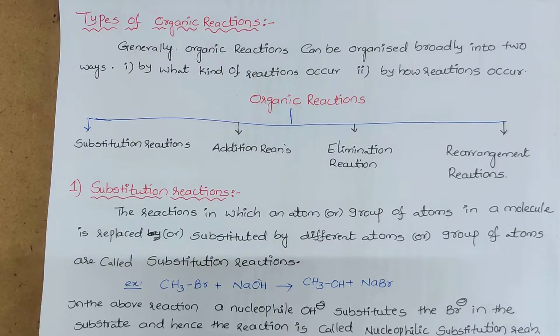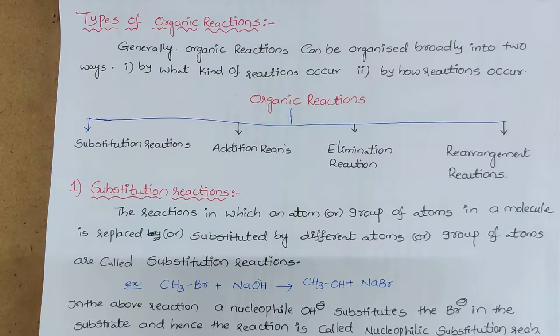What do you mean by substitution reaction? The reactions in which an atom or a group of atoms in a molecule is substituted by an atom or a group of atoms are called substitution reactions. That means in the place of one atom or group of atoms, another atom or group of atoms is substituted, then that reaction is called a substitution reaction.